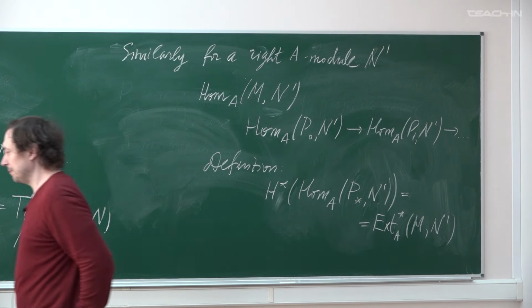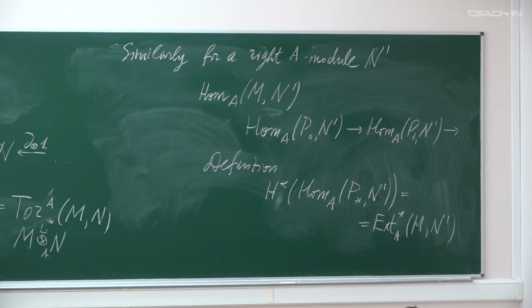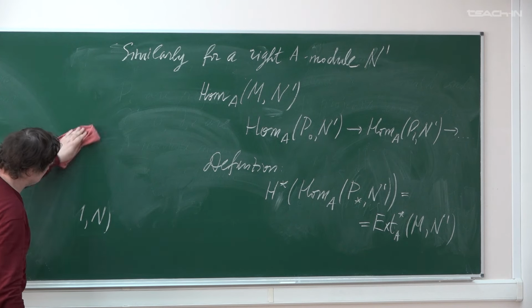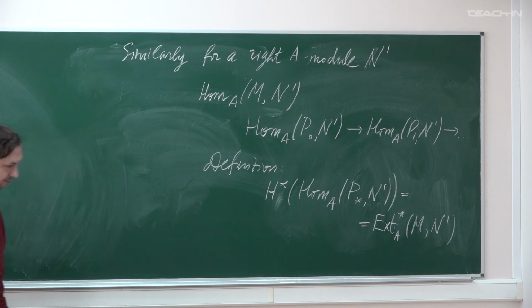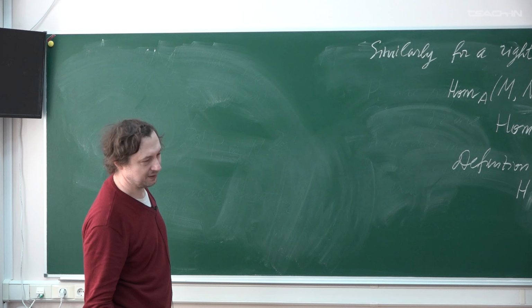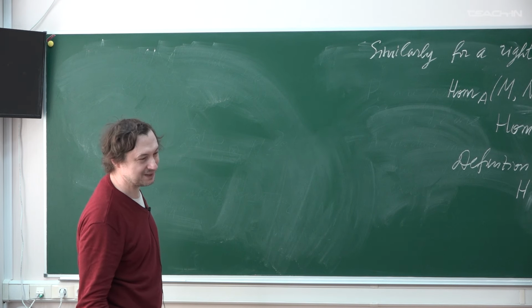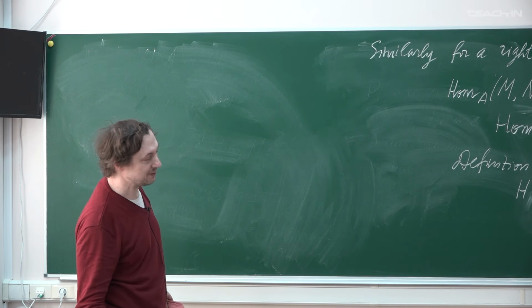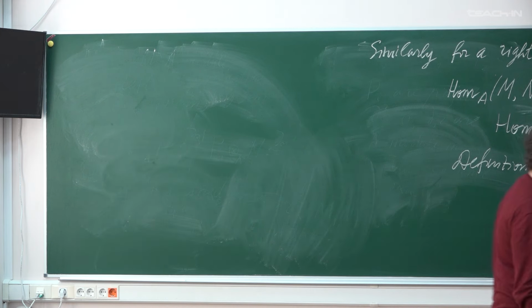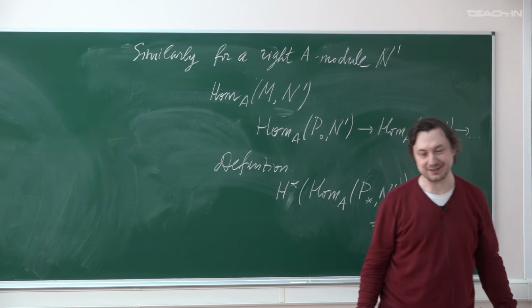My nearest purpose is to prove that Hochschild homology and cohomology can be described in terms of higher torsion and higher extension groups. So extension again is just right derived functors, right? I think it is right. I'm not sure. I always make mistakes about left and right, so don't trust me very much. It might be the other way around.